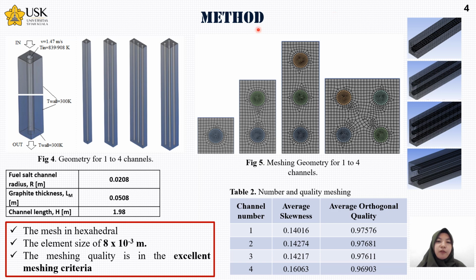And then the shape of the mesh used is hexahedral with an element size of 0.008 meters. The meshing quality meets the excellent meshing criteria, as seen from the skewness and orthogonal quality values obtained in this research. This is the mesh that has been created for 1 to 4 channels. To see the mesh more clearly, we can see Figure 5. This is the mesh geometry for 1 to 4 channels.